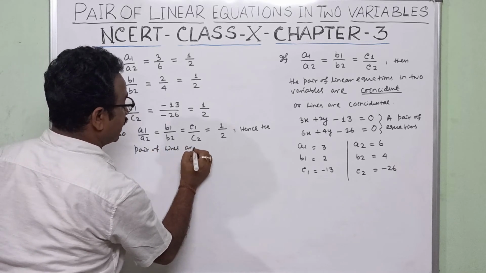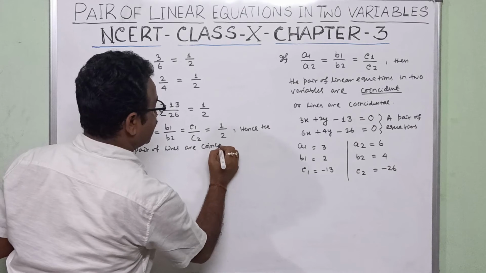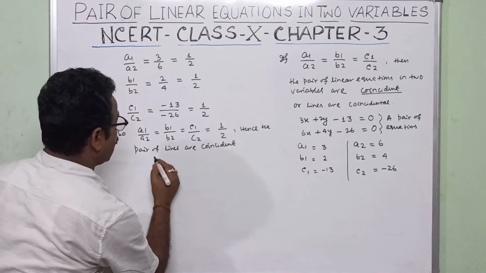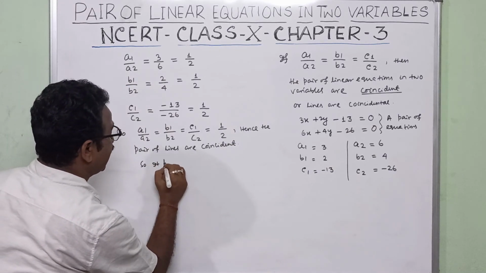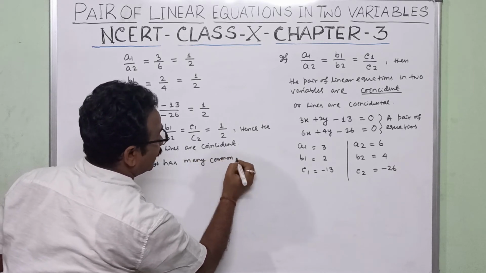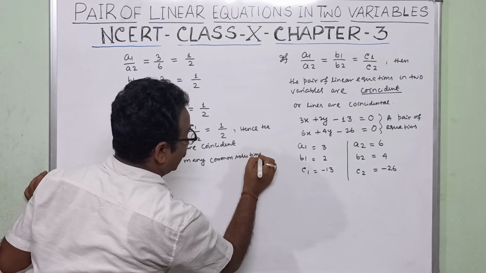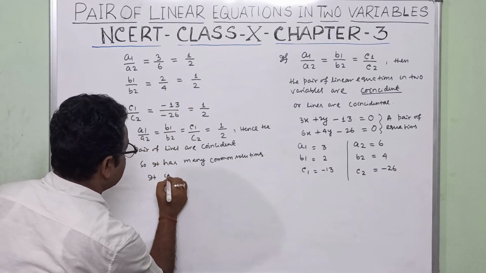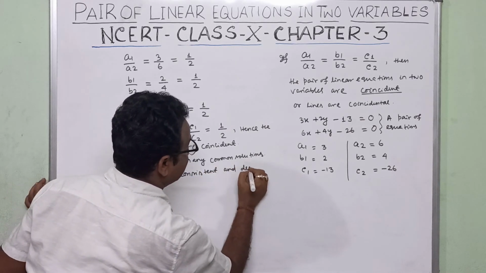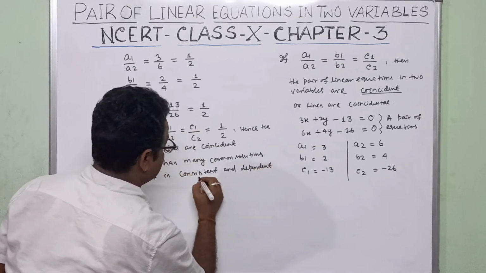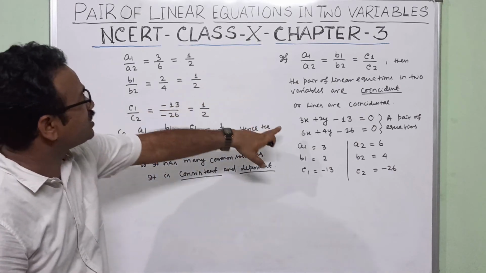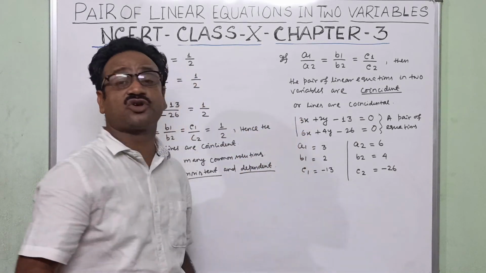Hence, the pair of lines are coincident. Coincident means same line. So it has many common solutions. It is consistent and dependent. Consistent and dependent.